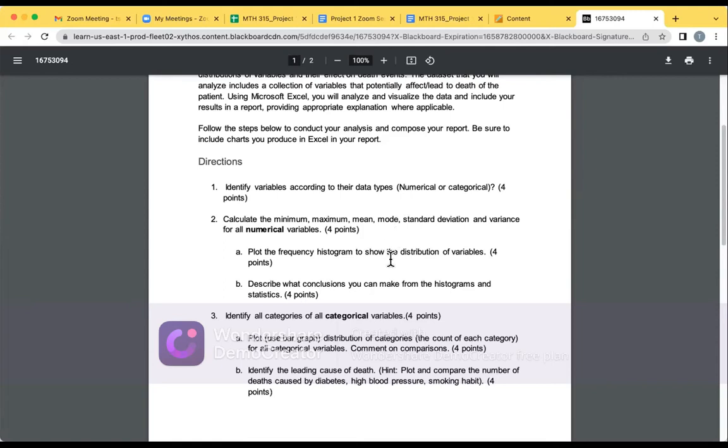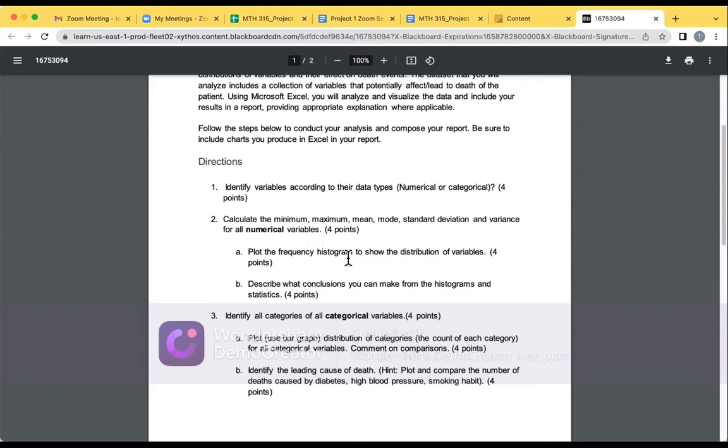So with that being said, there are I believe 3 numerical variables. So you'll have to answer question number 2 with histograms, and it spells it out for you actually, right? Use histogram. And it tells you to calculate the minimum, maximum, mean, mode, and standard deviation.